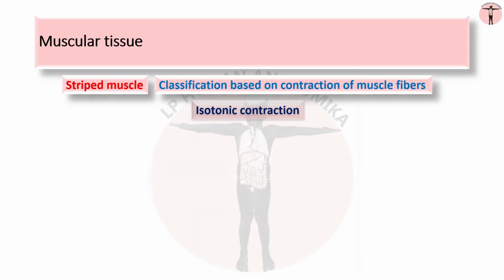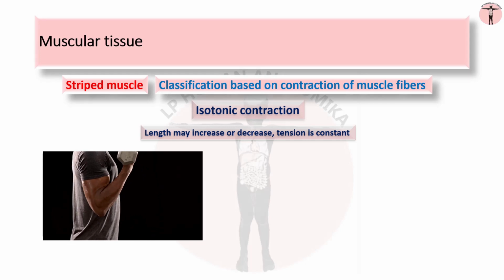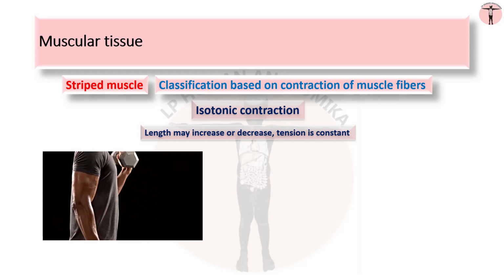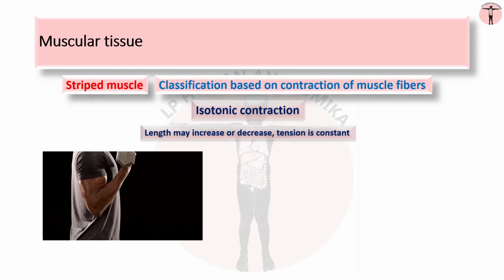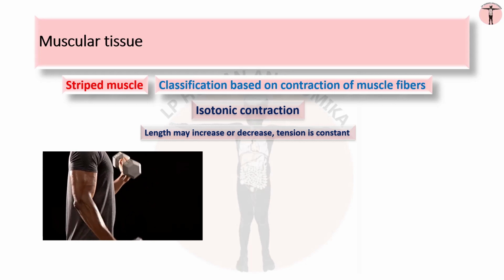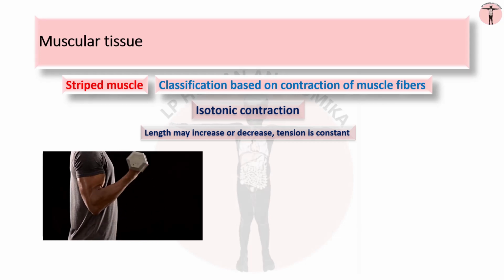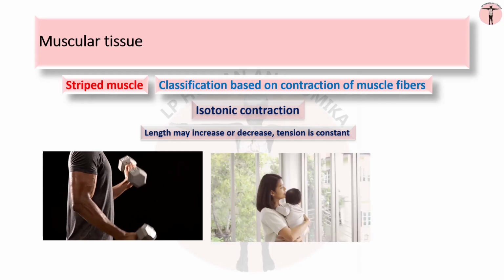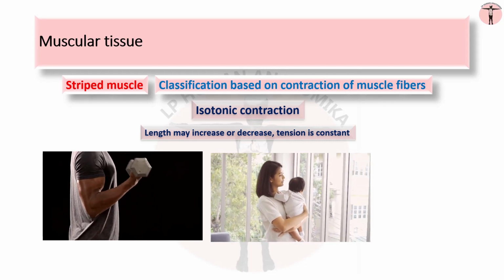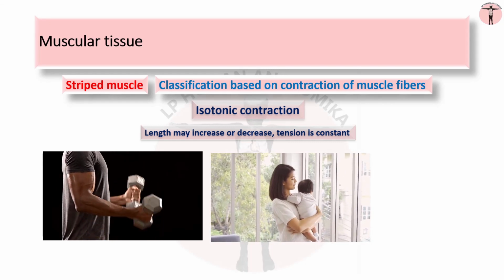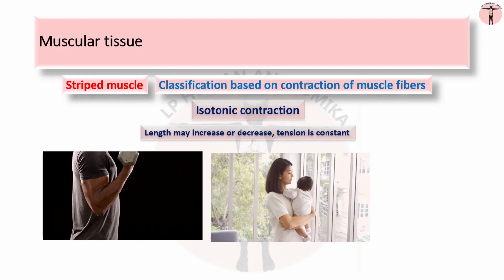In isotonic contraction, the length of the muscle may increase or decrease, but the tension is constant. That is, exercise with movement. When a muscle contracts, the joint angle it controls increases or decreases while the muscle either shortens or lengthens. Example, muscles shorten while holding a baby. Other examples are exercising with dumbbell, walking, running, and swimming.